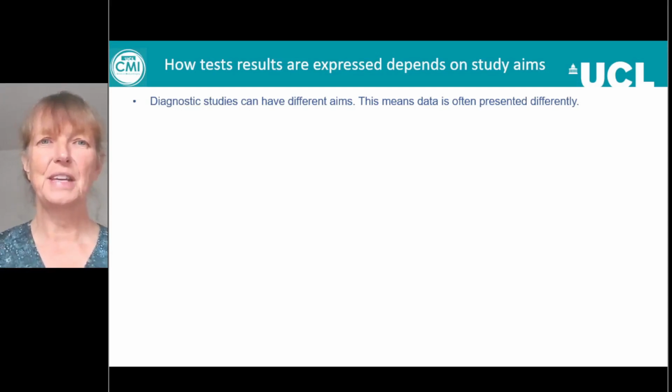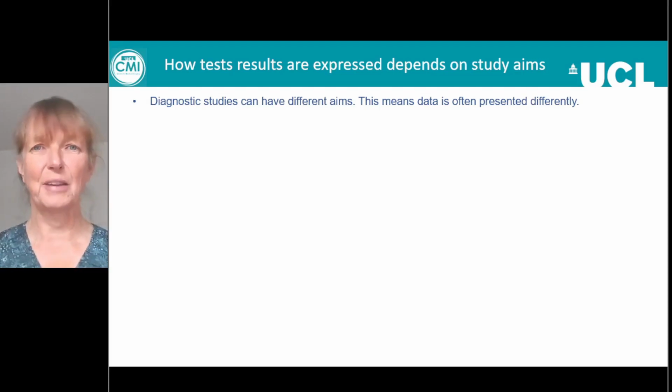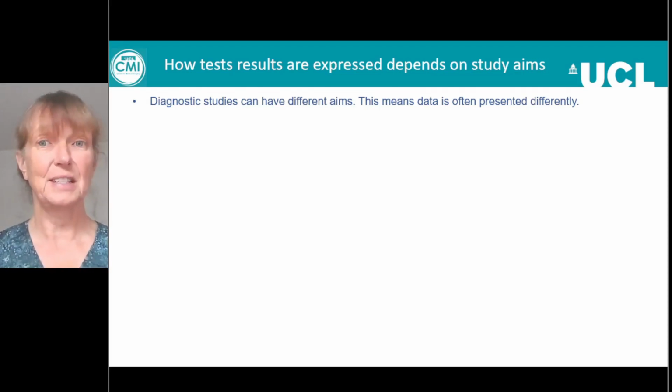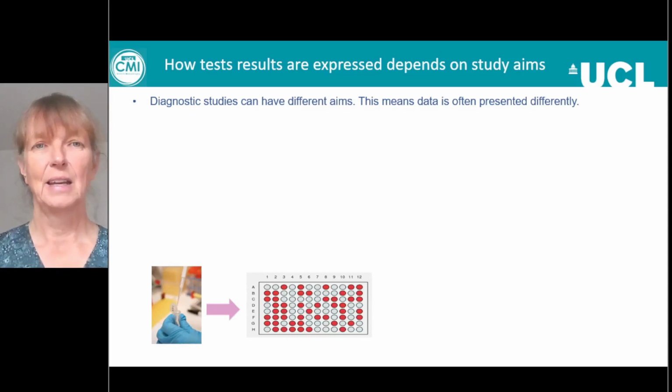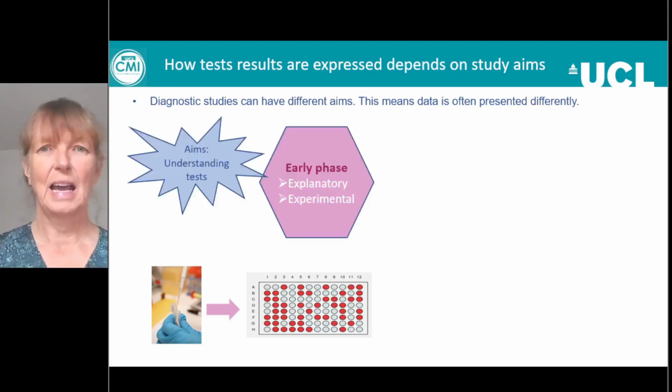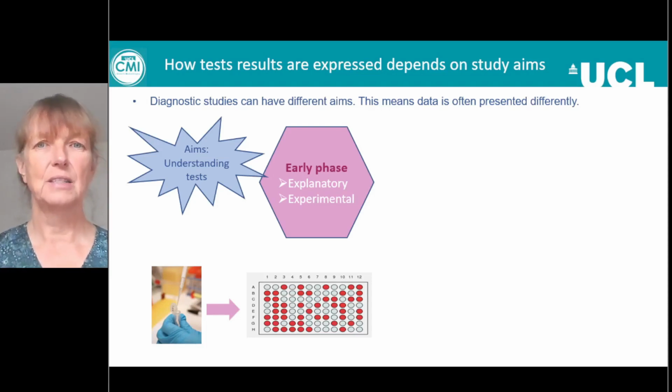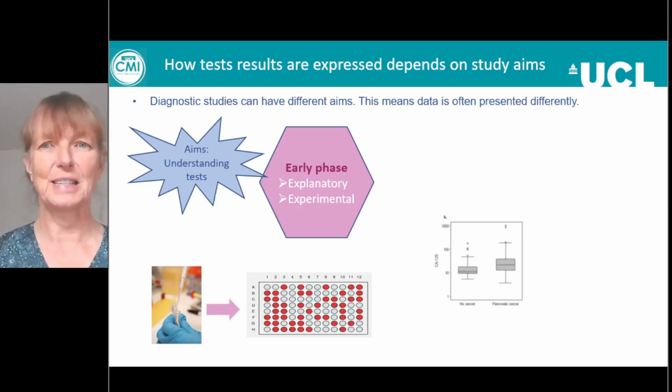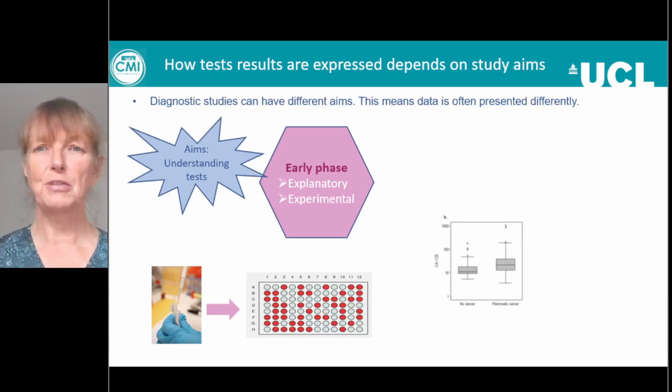In this video, you're going to see that different diagnostic studies can have really different aims, and that means that the data is presented really differently. Starting off are studies where you're in the lab and you've got a sample and you put it into a dish and you're getting a colour change. The aim of these studies is often just to understand the test. These are very early phase studies, they're experimental, you're just developing the test at this point. And so when you look at the results, you're interested in seeing the spread of results in people without the disease and people with the disease, and you'd want those to be different.